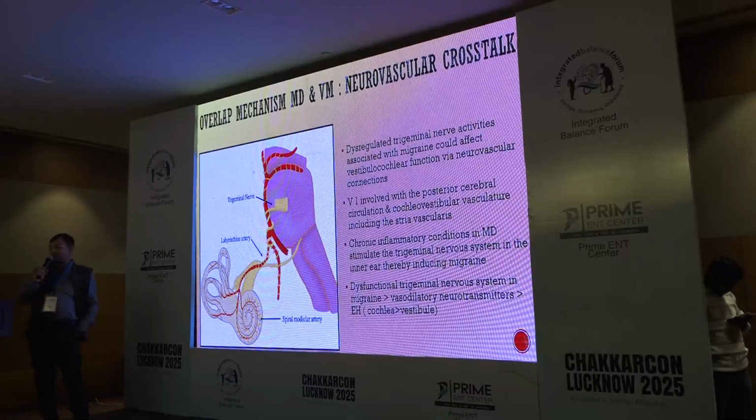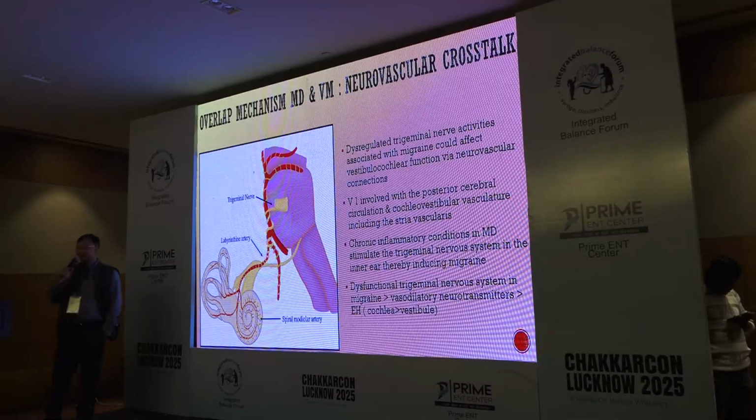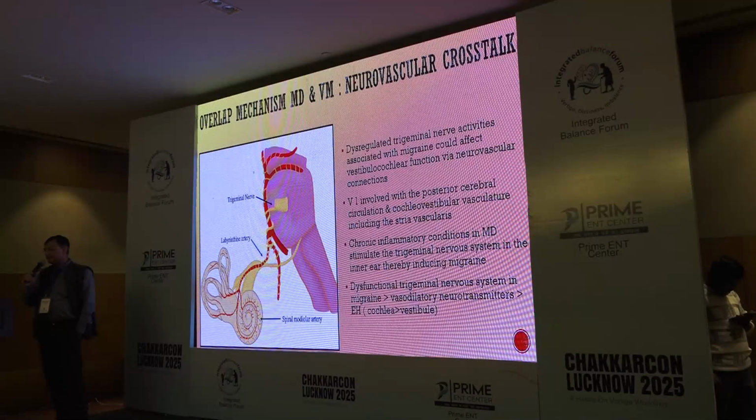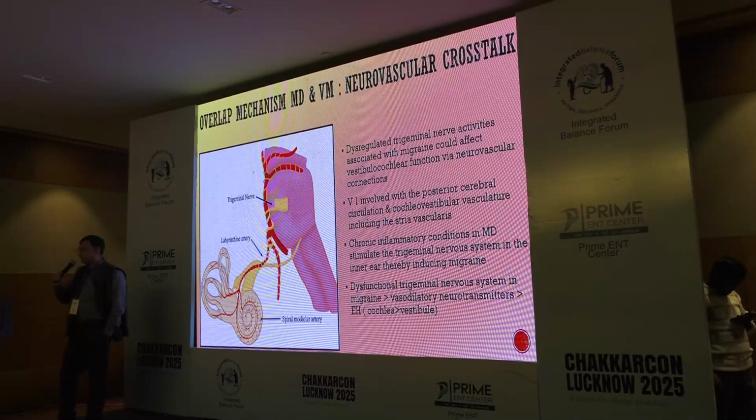So why is there so much overlap? There are various hypotheses. One would be the neurovascular crosstalk. So there is dysregulated trigeminal nerve activity associated with migraine, which could affect vestibular cochlear function by the neurovascular connection. The V1 nerve is involved with the posterior cerebral circulation and the cochlear vestibular vasculature, including the stria vascularis.